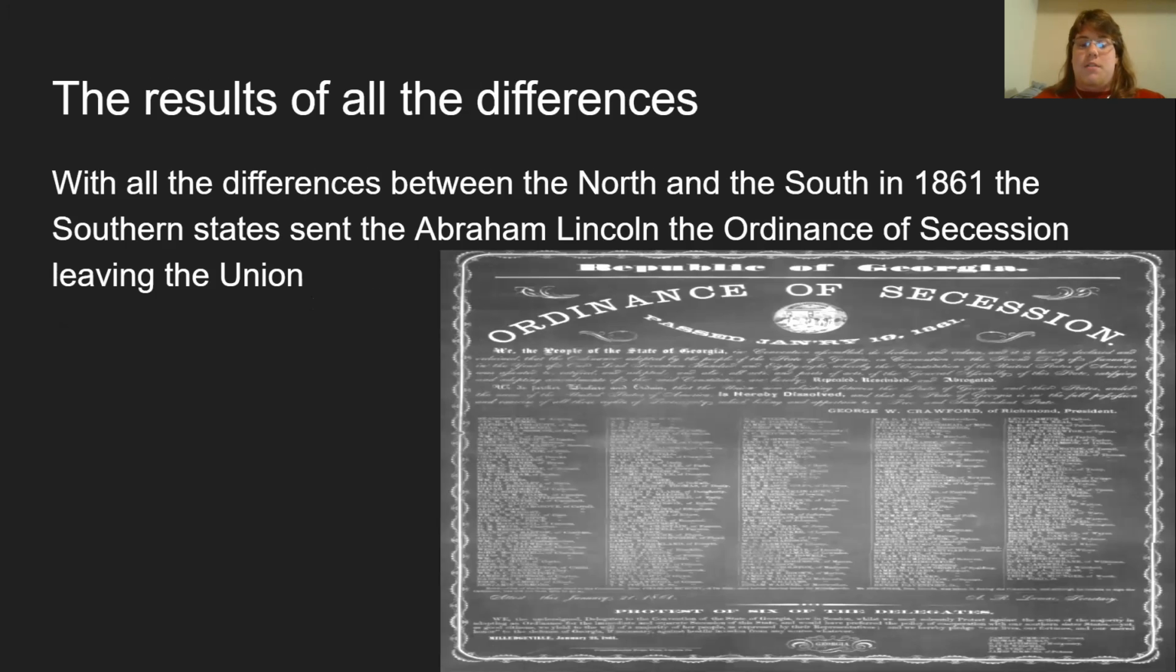In 1861, after Abraham Lincoln became president, the Southern states sent the Ordinance of Secession, leaving the Union. Here's Georgia's Ordinance of Secession, and that's what caused the Civil War, the fundamental differences in the nation.